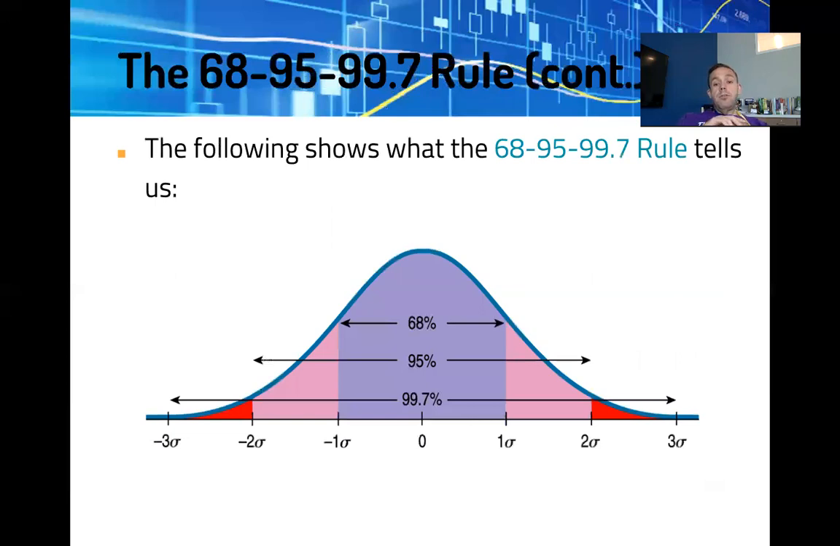So the following shows us that 68, 95, 99.7 rule. So here's the graph, and we notice that between 1 standard deviation, 68% of the data, between 2 standard deviations, 95% of the data, and between 3 standard deviations, 99.7% of the data. Some textbooks call this the empirical rule. Our textbook calls this 68, 95, 99.7 rule.